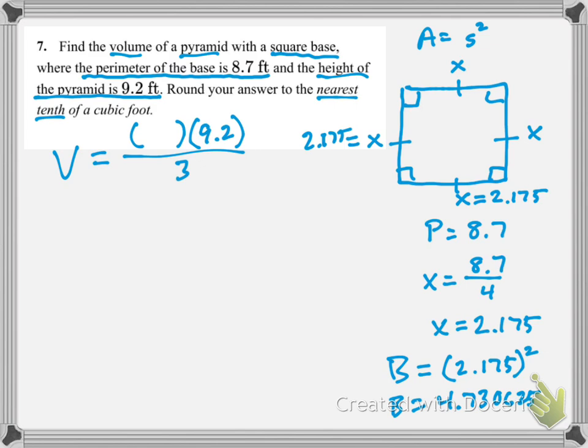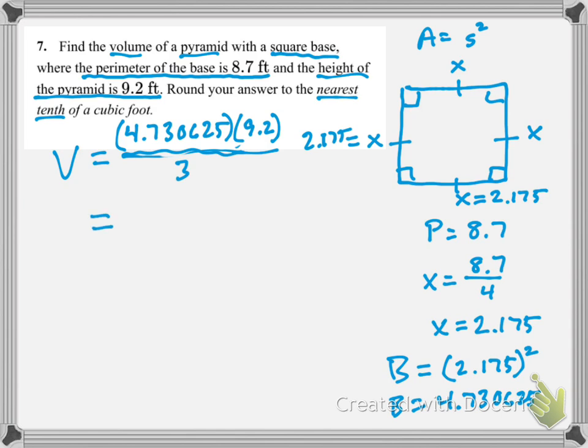All right, well, this is what we have to do, so let's change this because we're going to need a little bit more room. Now, you're probably saying to yourself, well, Mr. Habit, why don't you just round that decimal? Well, you can. But in Delta Math, they don't want you to round until you get your final answer. So B is 4.730625. We got to write that whole thing. And then our height is 9.2.